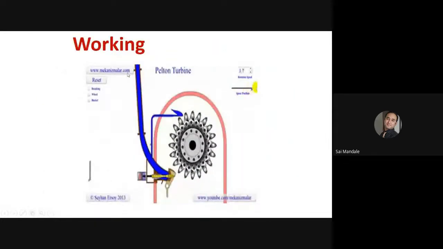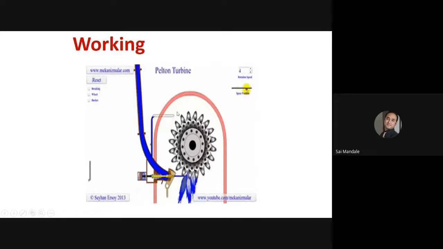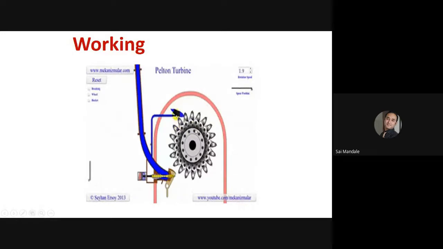This is just an animation for you. So this is a braking jet to stop the turbine. Sometimes the braking jet is given here, but it has to bombard at the opposite side of the rotation of the turbines. Okay.